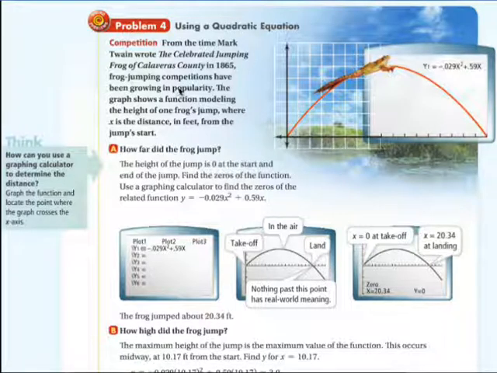We can use quadratics in real life scenarios. So on this one, it's looking at a quadratic formula for a frog's jump. We have to understand that the parabola mirrors the jump. Okay, so I like this right here in the picture. This is takeoff. This is when it's in the air. This is when it lands. So you can see how far it's gone. Nothing past this point has real world meaning because the frog is not going to jump through the earth.